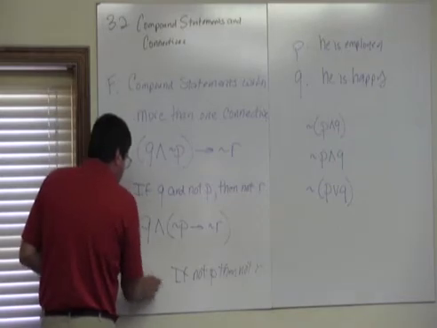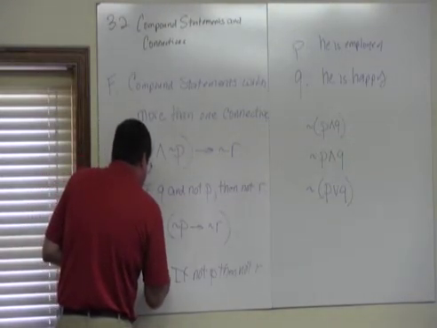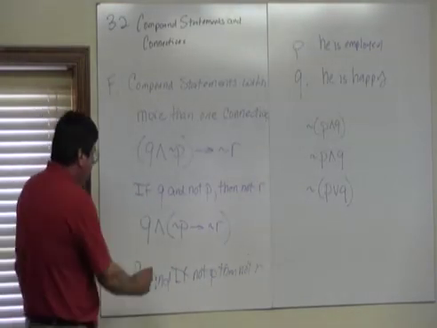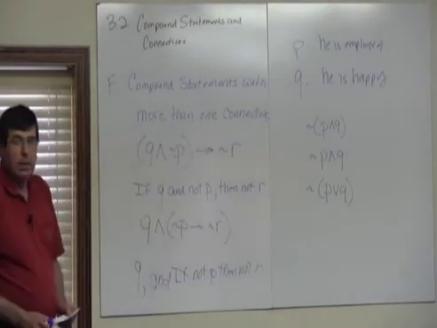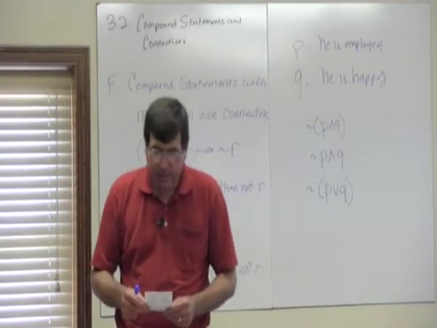This is not or. Why did I say or? This is and. And. Okay? Q and if not P, then not R. You got to work at it a little bit, and with a little bit of practice, you'll be okay.